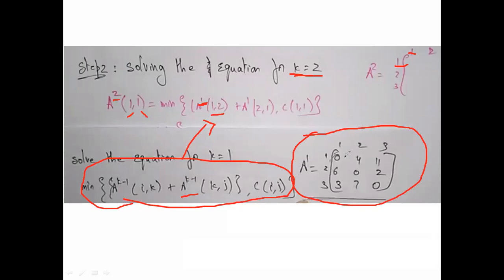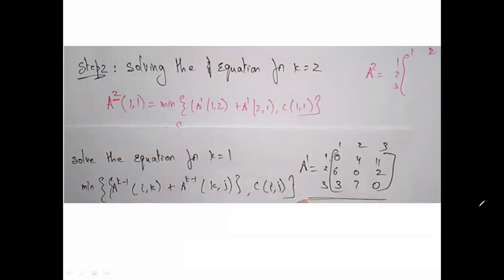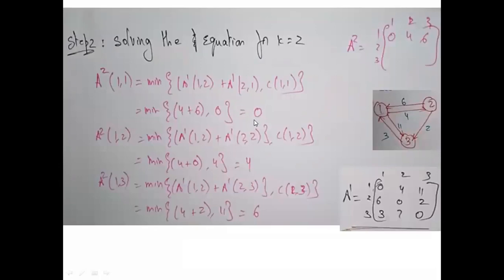So 1 comma 2. What is 1 comma 2? 4. So 4 plus, okay, 2 comma 1. So what is 2 comma 1? 6. 4 plus 6 comma, from the graph 1 to 1 there is no edge, 0. So 6 comma 4 plus 6, 10 comma 0. Okay, so that is what you must write here.